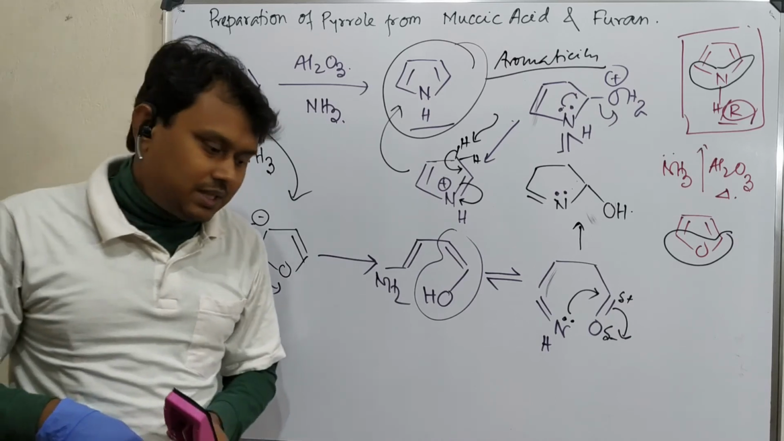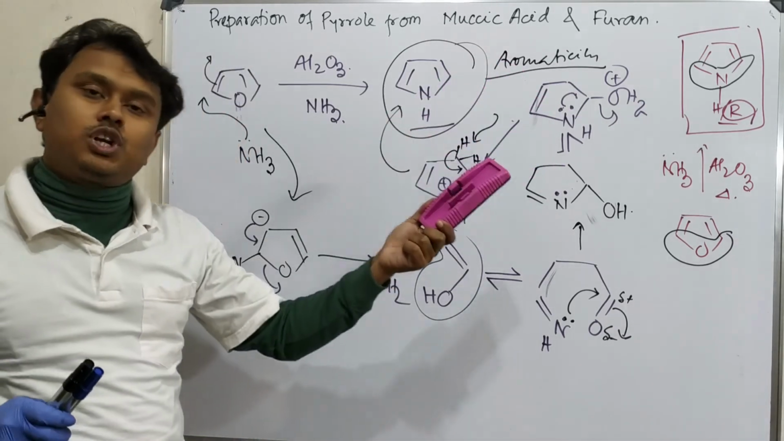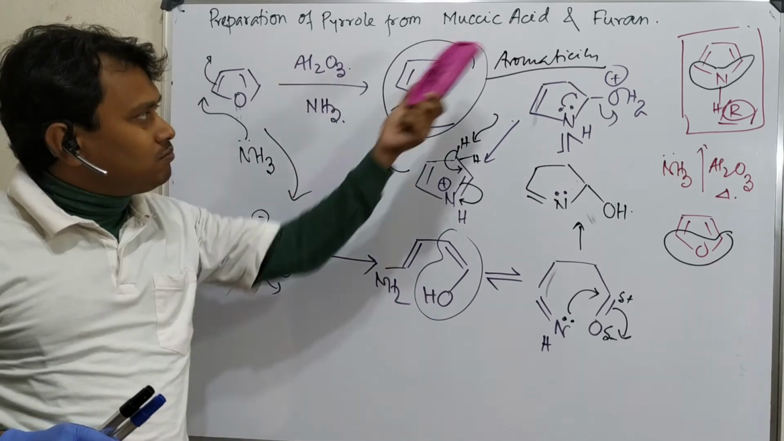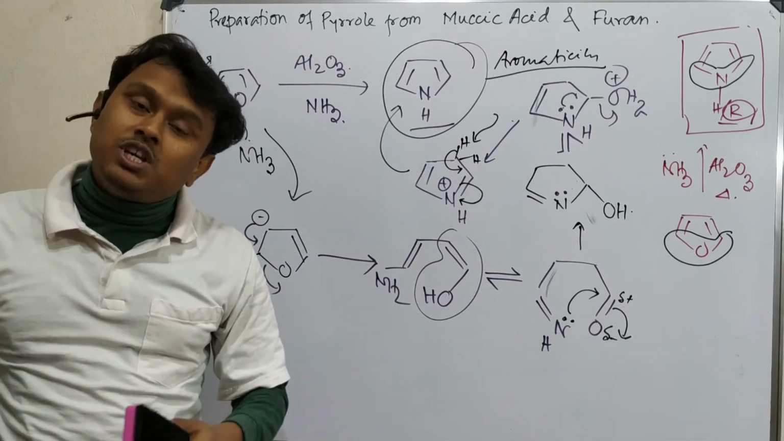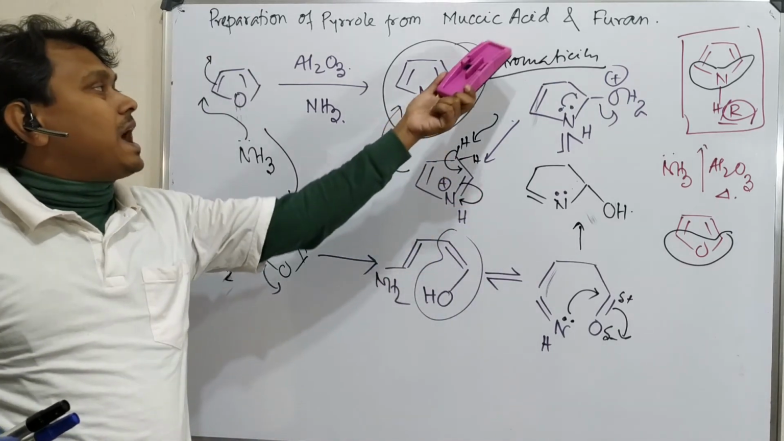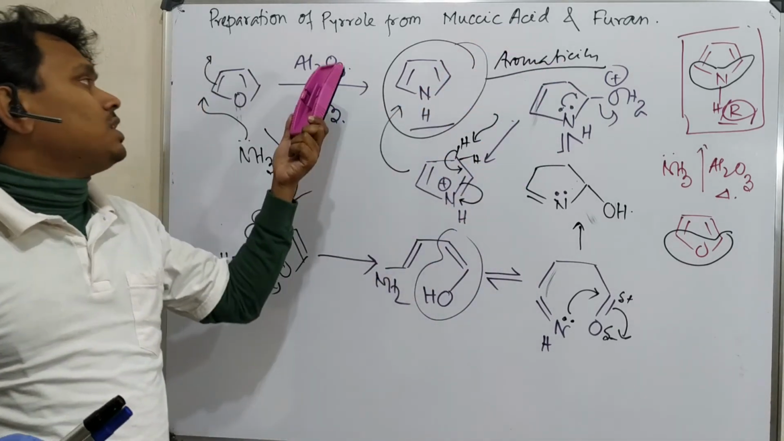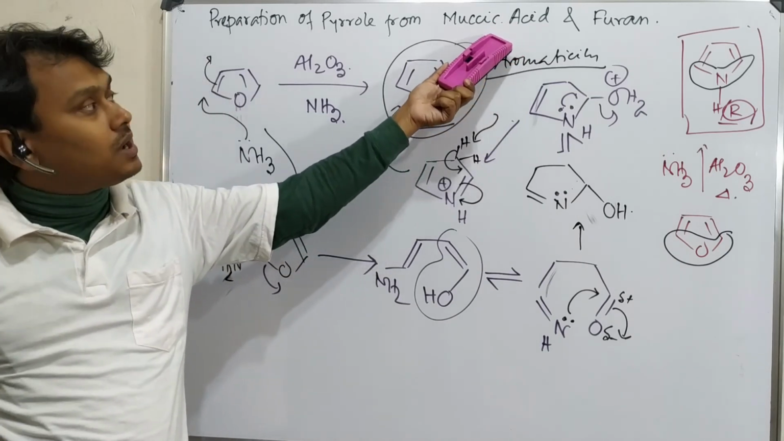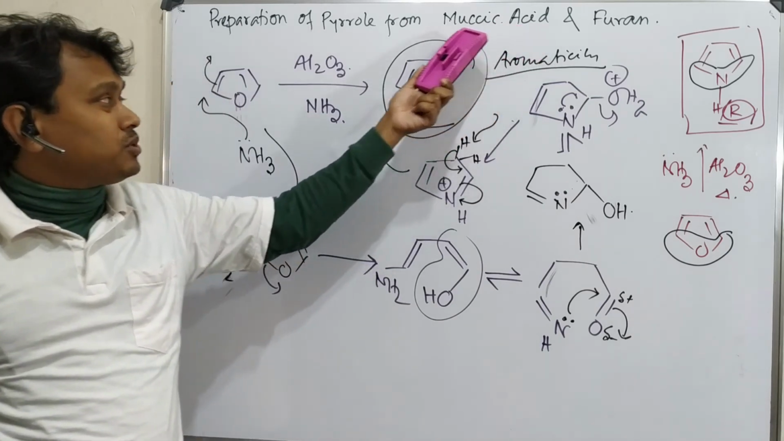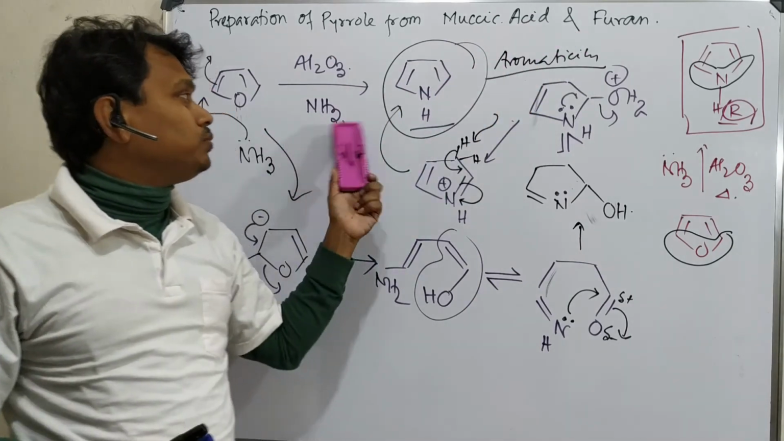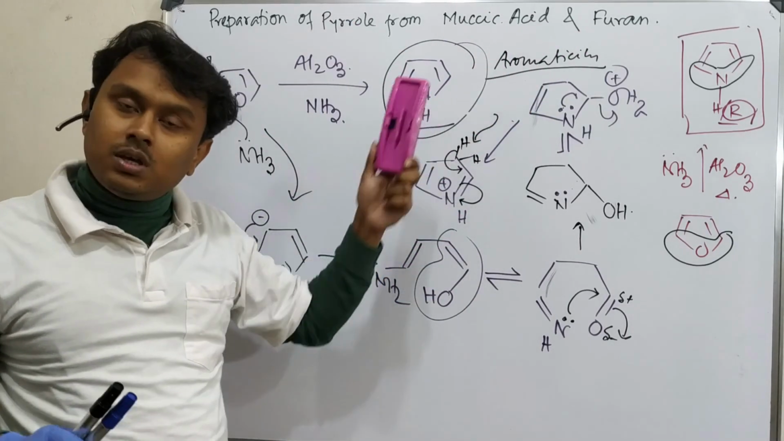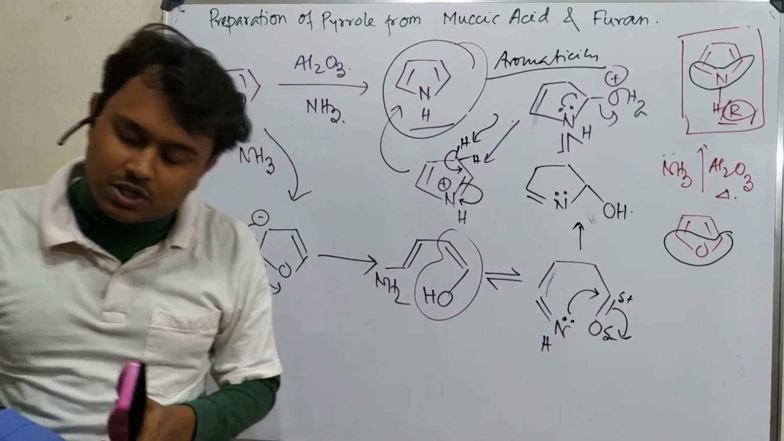Thank you everyone for listening. So today we have discussed the preparation of pyrrole from, one, mucic acid, or better to say ammonium or alkyl ammonium mucate, and second, furan. So the first one, this mucic acid method, is the laboratory method for preparation of pyrrole, and this furan to pyrrole is the industrial method for the preparation of pyrrole. Okay, so this is the end of this discussion.